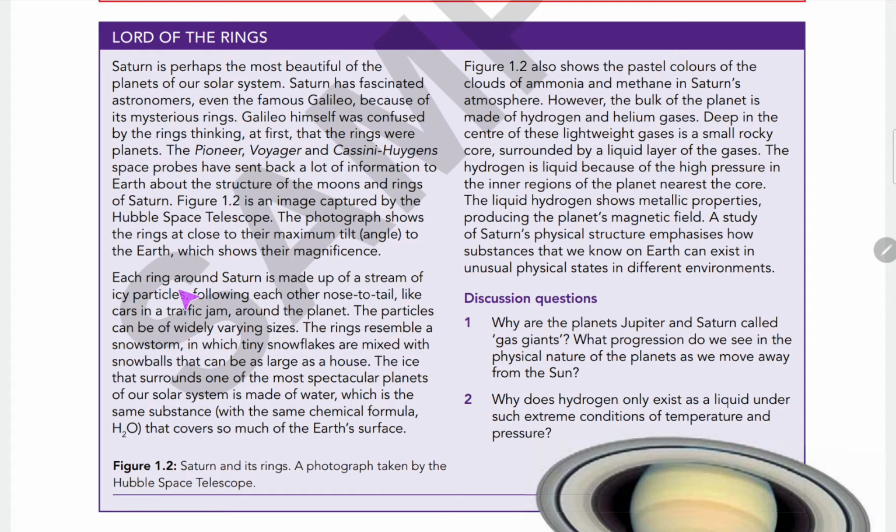Okay, so each ring around Saturn is made up of a stream of what? Icy particles. Now you can relate how matter is related to this particular ring. Each of these particles orbits nose to tail, like cars in a traffic jam around the planet, and the particles can be of widely varying size. The rings resemble a snowstorm in which tiny snowflakes are mixed with snowballs that can be as large as a house.